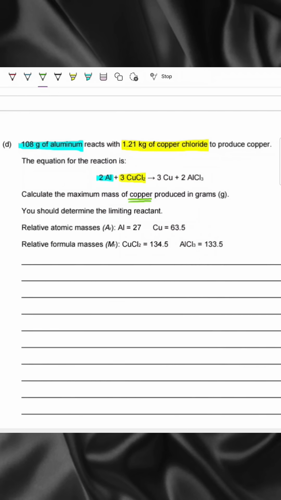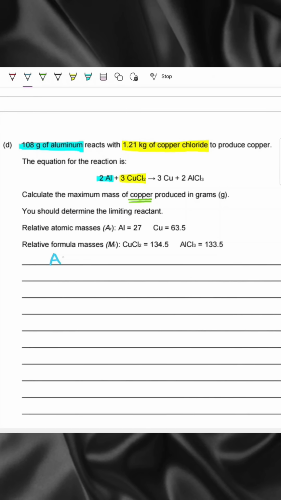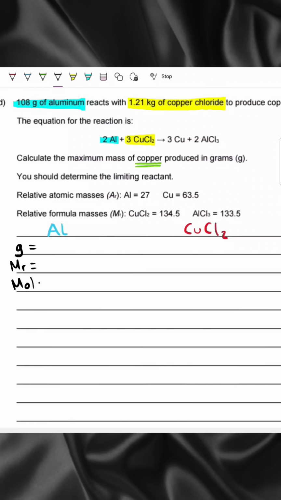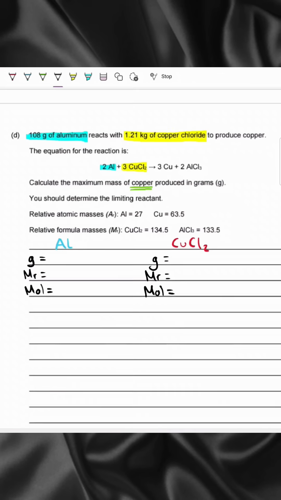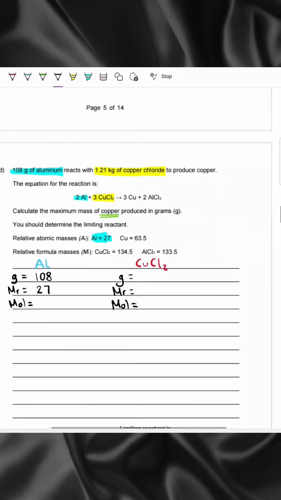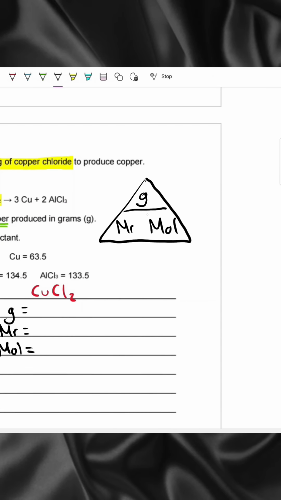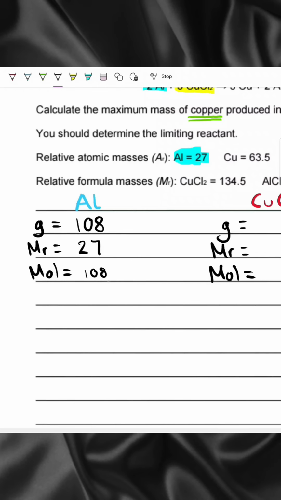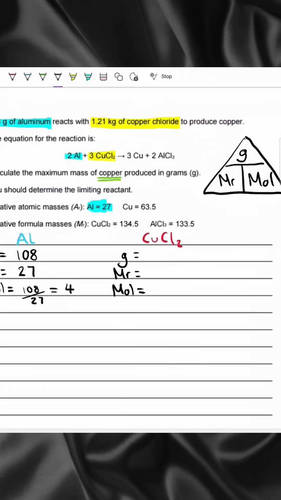So start by identifying the things that the question is involving, the two elements that we got the most info about. In this case, aluminium and copper chloride. Then we'll do a G Mr Mole, finding the number of moles of them which we have for each of them separately. Use the mass and the Mr which they are giving you. And if you forget how to calculate with G Mr Mole, use my little triangle right there. So from that, we can see that we have 4 moles of aluminium in this case.